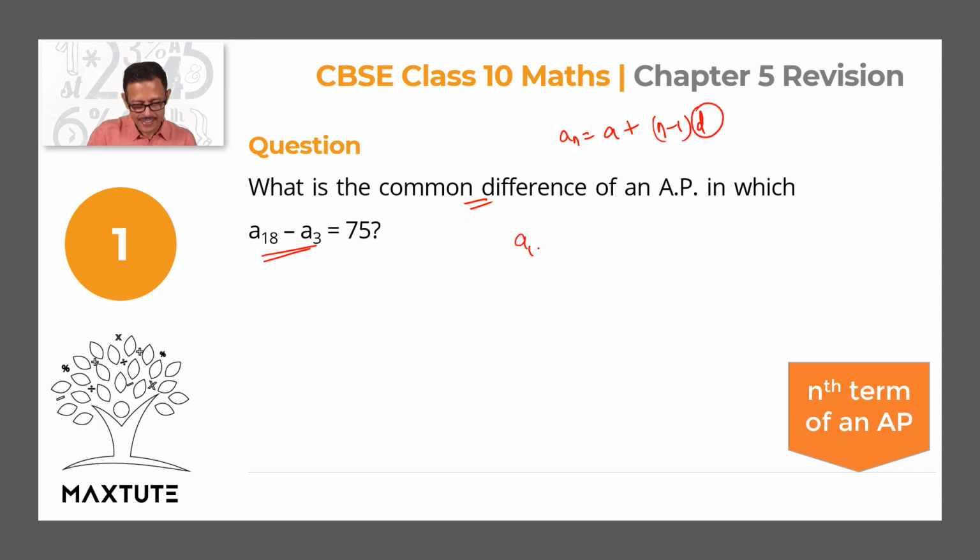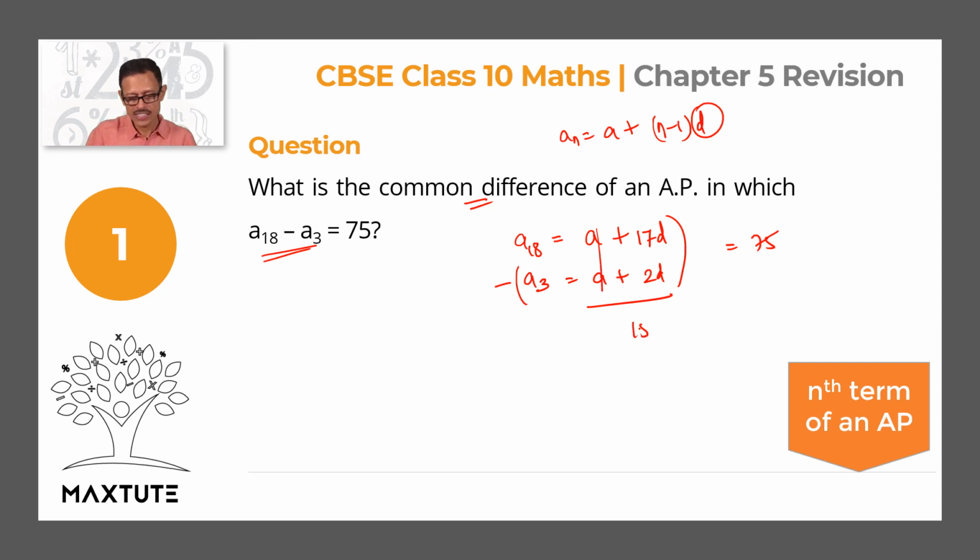So a18 is going to be equal to a, which is the first term, plus 18 minus 1, which is 17, times the common difference. This minus the third term, a3, will be nothing but a plus (n minus 1) times d, where here it will be 3 minus 1, which is 2d. So a18 is a plus 17d, a3 is a plus 2d. They're saying this difference is equal to 75. Let's find out what this difference is. a minus a will get cancelled.